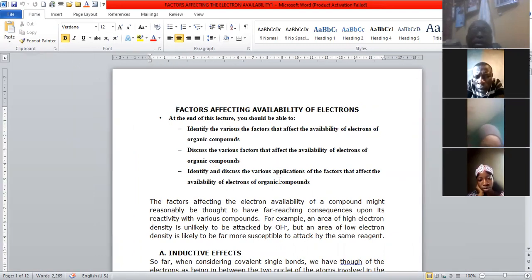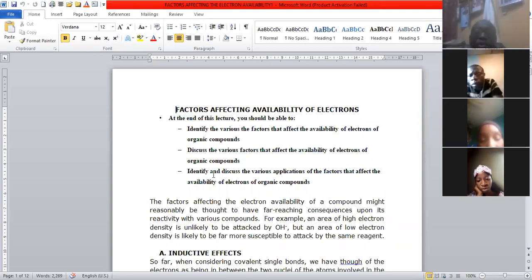Okay. So we are discussing factors affecting availability of electrons. In this lesson, we should be able to identify the various factors that affect availability of electrons of organic compounds. We should be able to discuss these factors. And also, we should be able to identify and discuss the various applications of the factors that affect the availability of electrons of organic compounds.